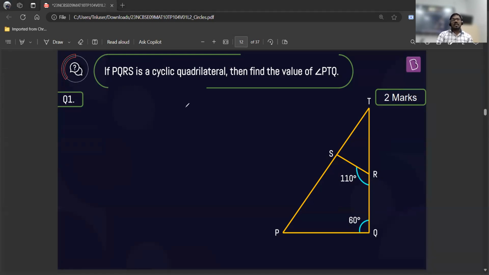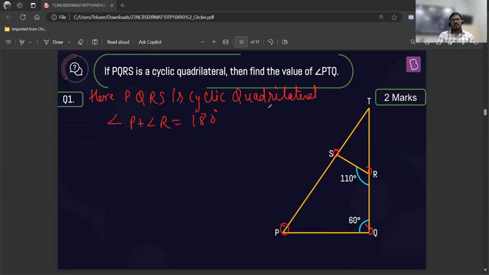So PQRS is a cyclic quadrilateral. Okay, that means PQRS is a cyclic quadrilateral. That means the opposite angle sum will be 180. Okay, so here PQRS is a cyclic quadrilateral. It is given to us. This means angle P plus angle R is equal to 180 and angle Q plus angle S is equal to 180. Opposite angle sum will be 180.